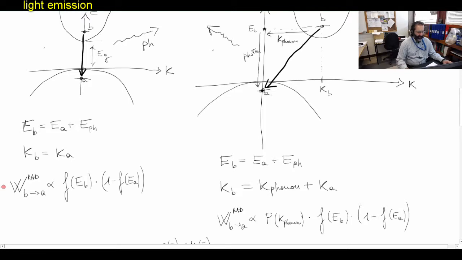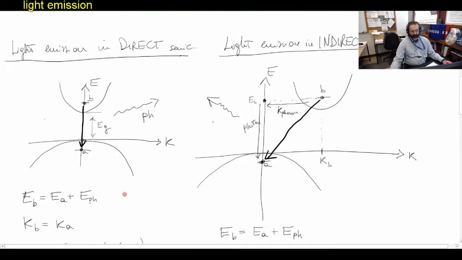The probability for a radiative transition from B to A can be written in this case as this expression. F, remember, is the Fermi distribution function. So F(EB) is the probability that an electron is in the state B with energy EB, times the probability that in the state with energy EA there is no electron, which means 1 minus F(EA). So this is for light emission in direct semiconductors.